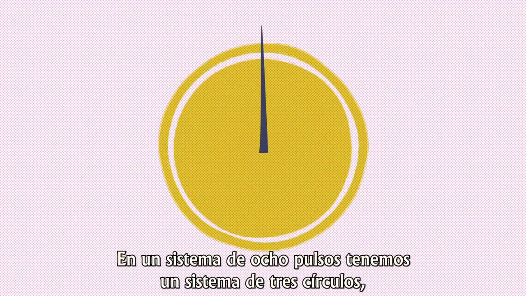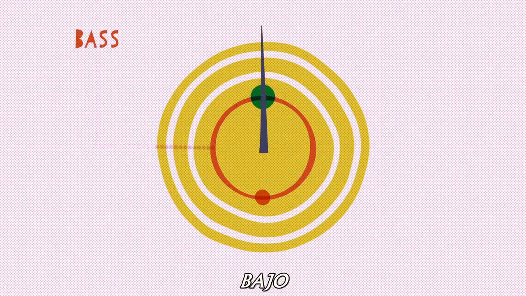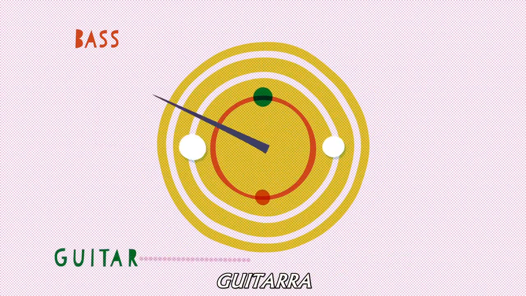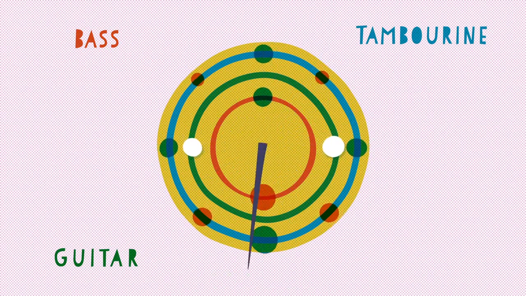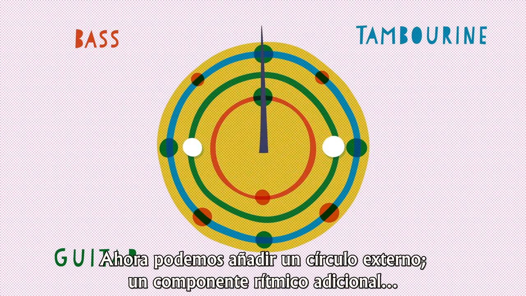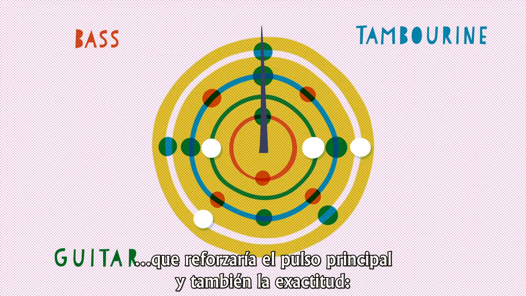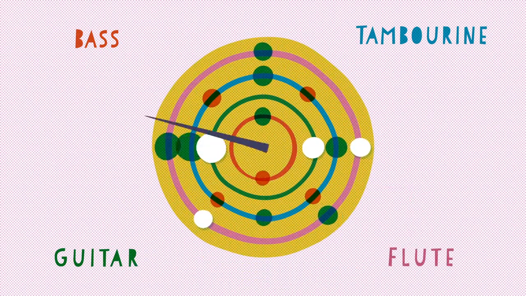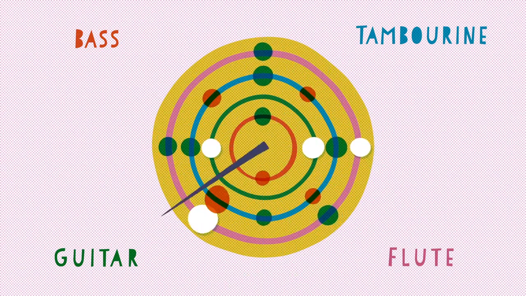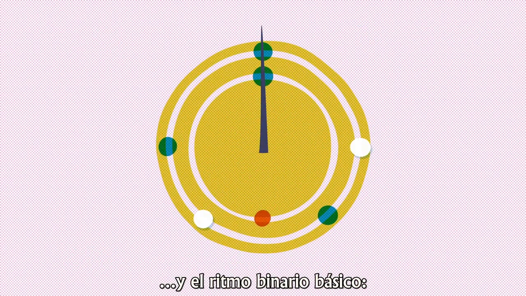In an 8-beat system, we have 3 layered circles, each rhythm played by a different instrument. We can then add an outermost layer consisting of an additive rhythmic component, reinforcing the main beat and increasing accuracy. Now let's remove everything except for this combined rhythm and the basic 2-beat on top.